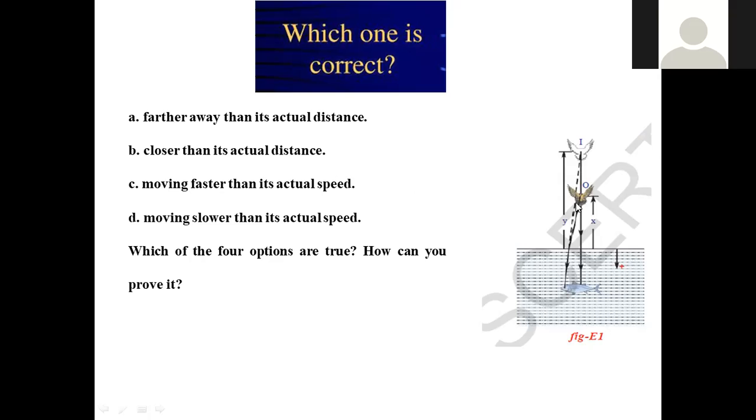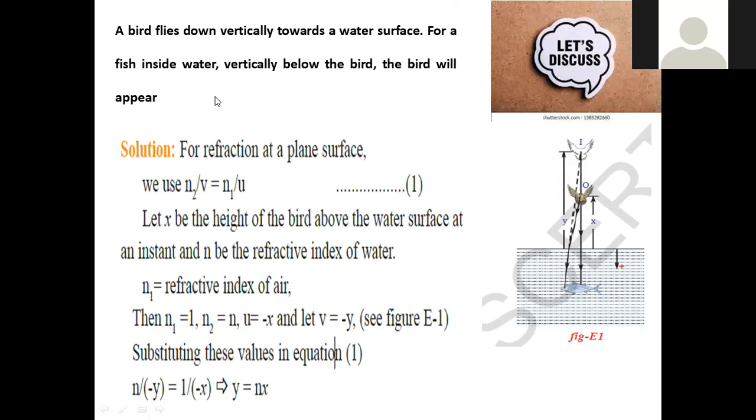That means it is appearing far away when compared to the original place and moving with a faster speed compared to the original speed. So this is the position of the bird, this is the position of the fish. Fish is in the denser medium, bird is in the lighter medium, and when the fish is observing the bird, what could be the position and speed, right? In order to get that, we have the solution here.